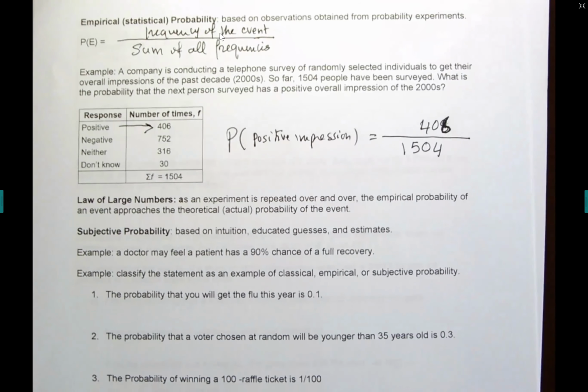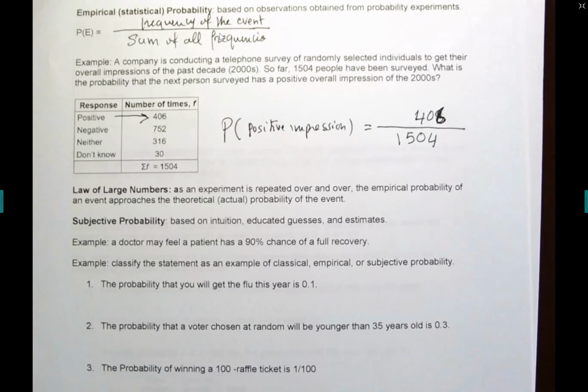Let's continue from here. What if I ask you what's the probability that the next person surveyed will have a negative impression? So you just put 752 divided by 1504. You're going to notice the probability can never exceed 100%, guys. You cannot go beyond 100% in probability, and you cannot go below 0. 0 is the least value that you get. Let me give you an example where the answer is 0.